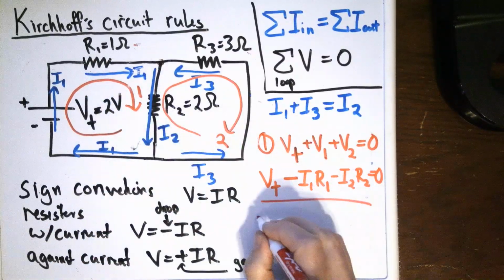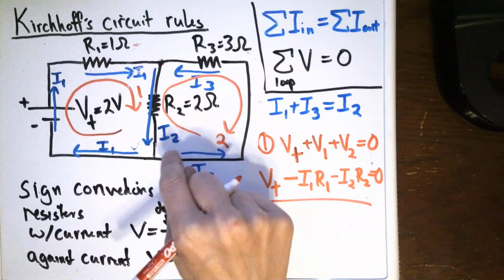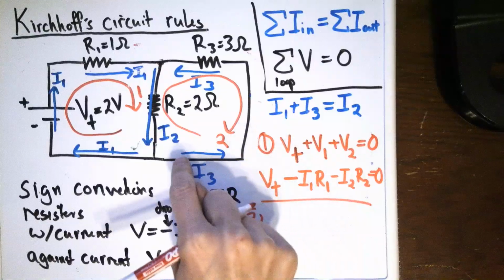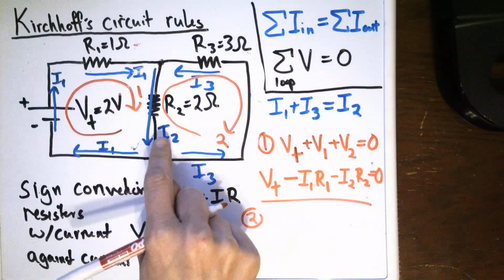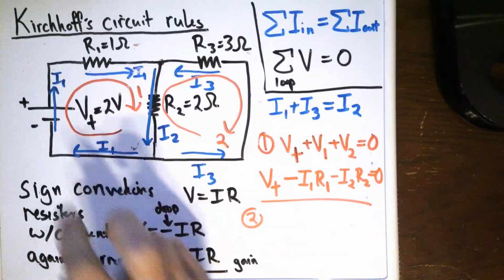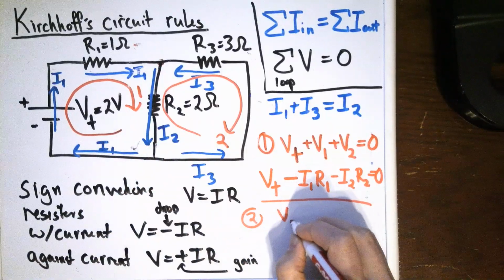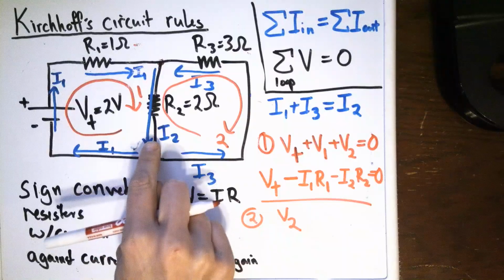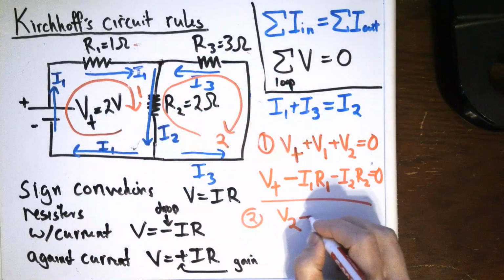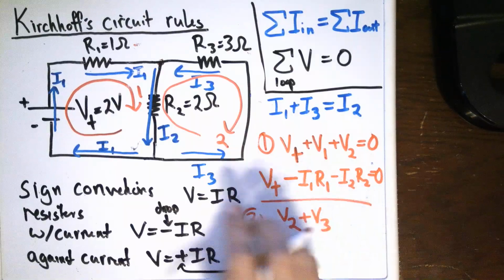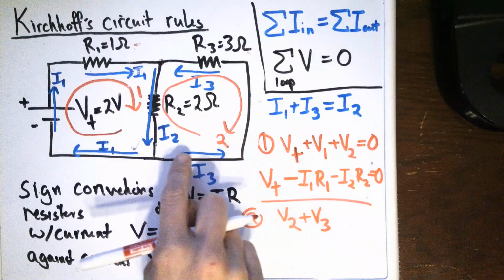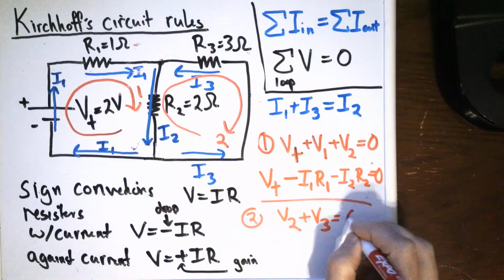For the second loop, I go up on this side, this way, and then down. So here, when I travel up, I'm going opposite the direction of my current. So, get my voltages in first. First a voltage drop, and then my second voltage drop across resistor 3. So voltage drop across 2, voltage drop across 3, wire, no voltage drop, back where I started, 0.